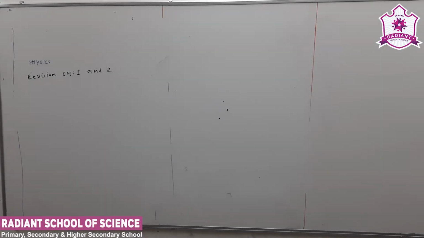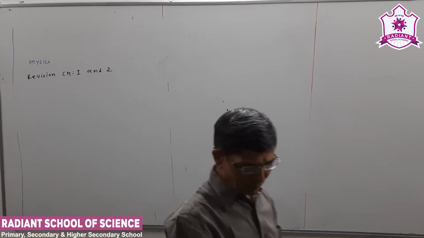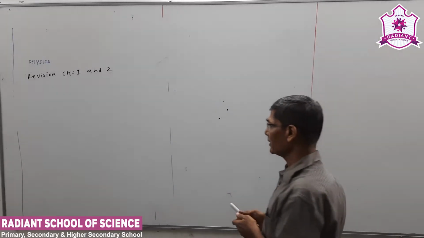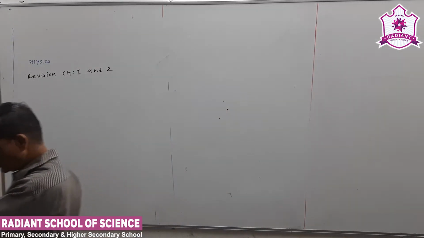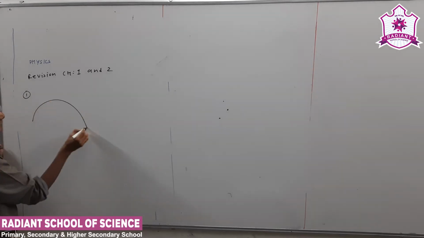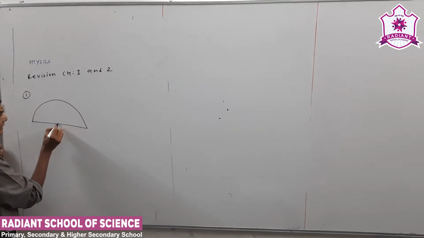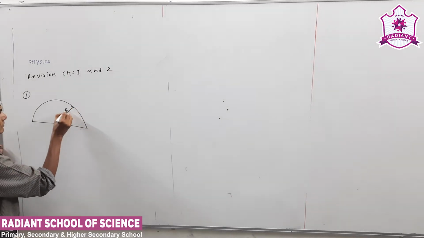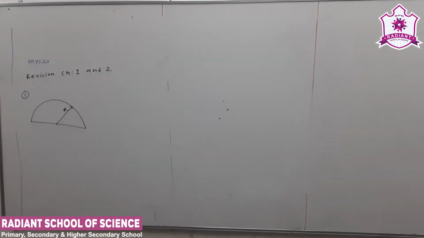Dear students, as we discussed in the earlier lecture, we have started revision of lesson number 1 and 2, that is electrostatics. Now let us start with question number 1. See a hemisphere of radius r.